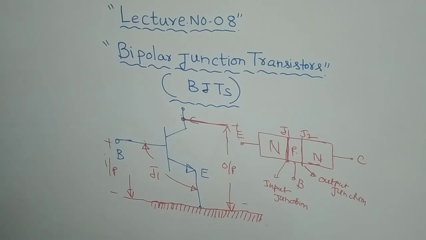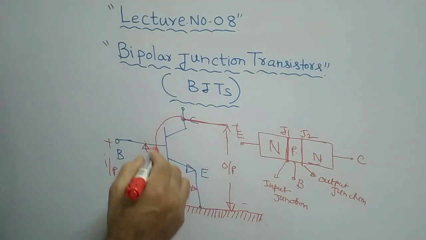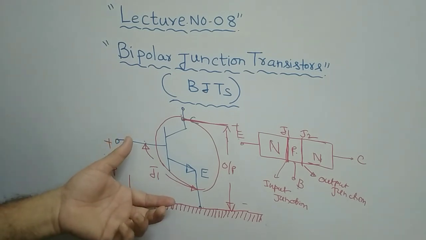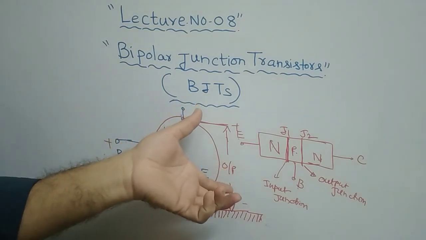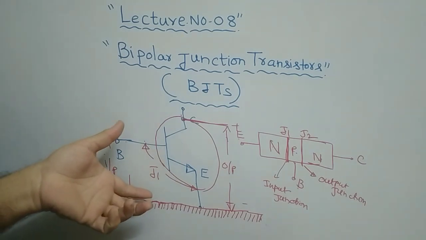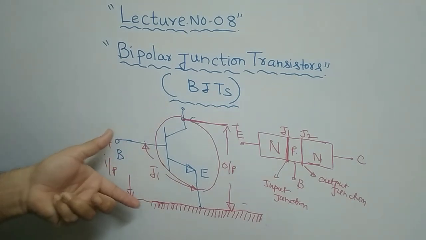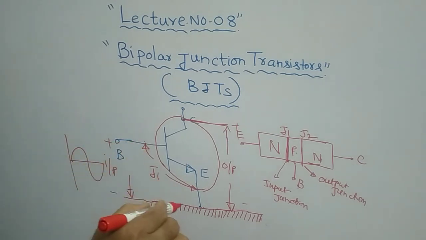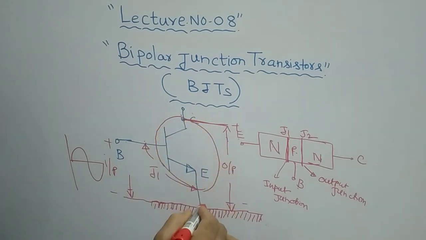Now a very important point to remember is that our objective is to operate this transistor as an amplifier. So obviously you have an input junction here and another output junction. You must apply your input between base and emitter, and between collector and emitter you have to take your output. You have to measure your output here.